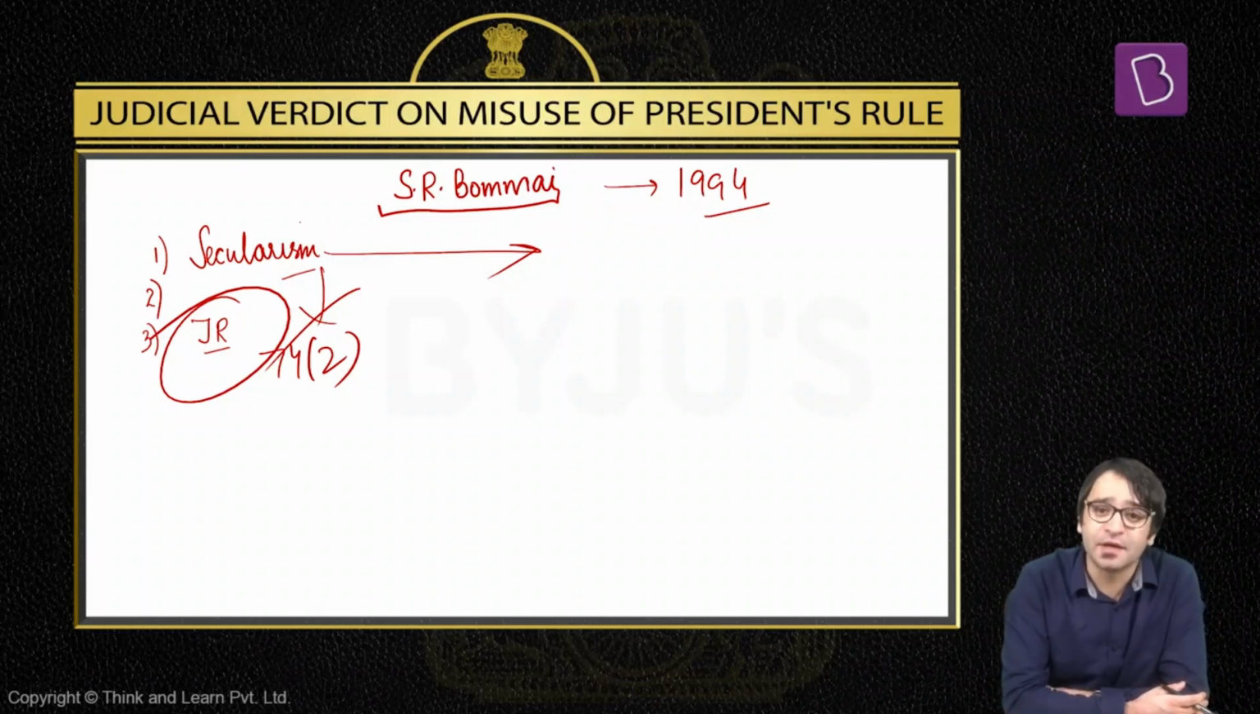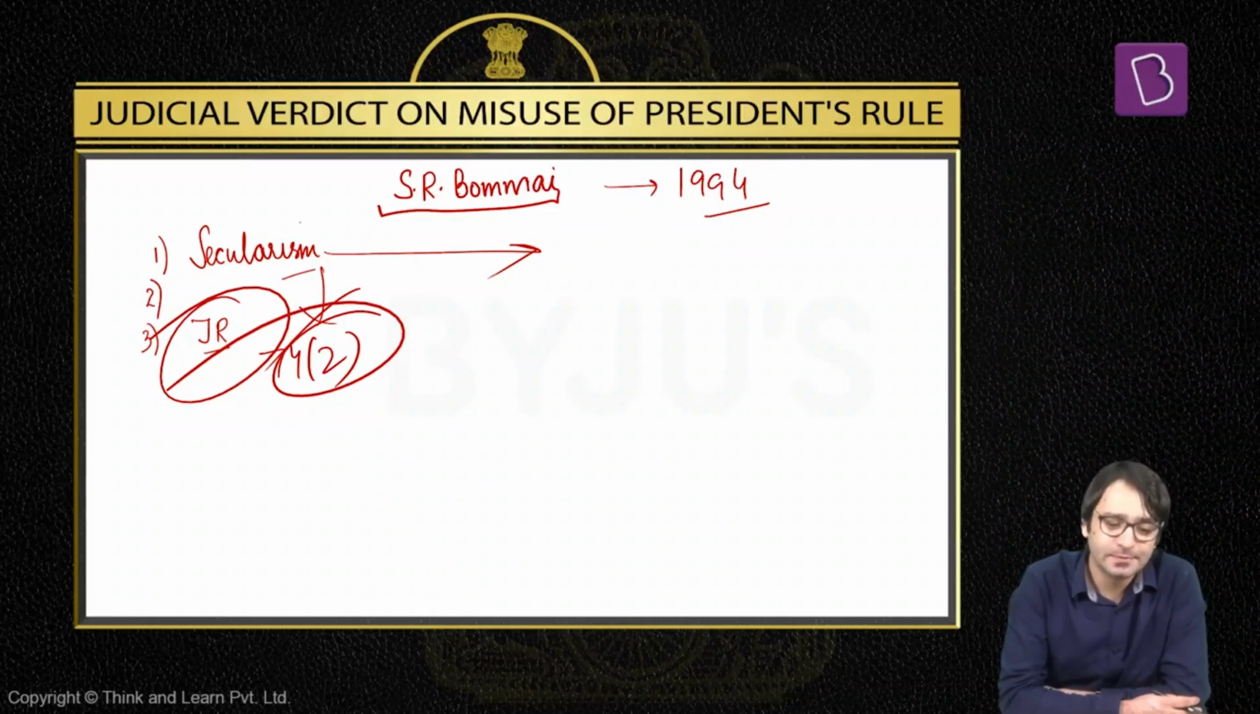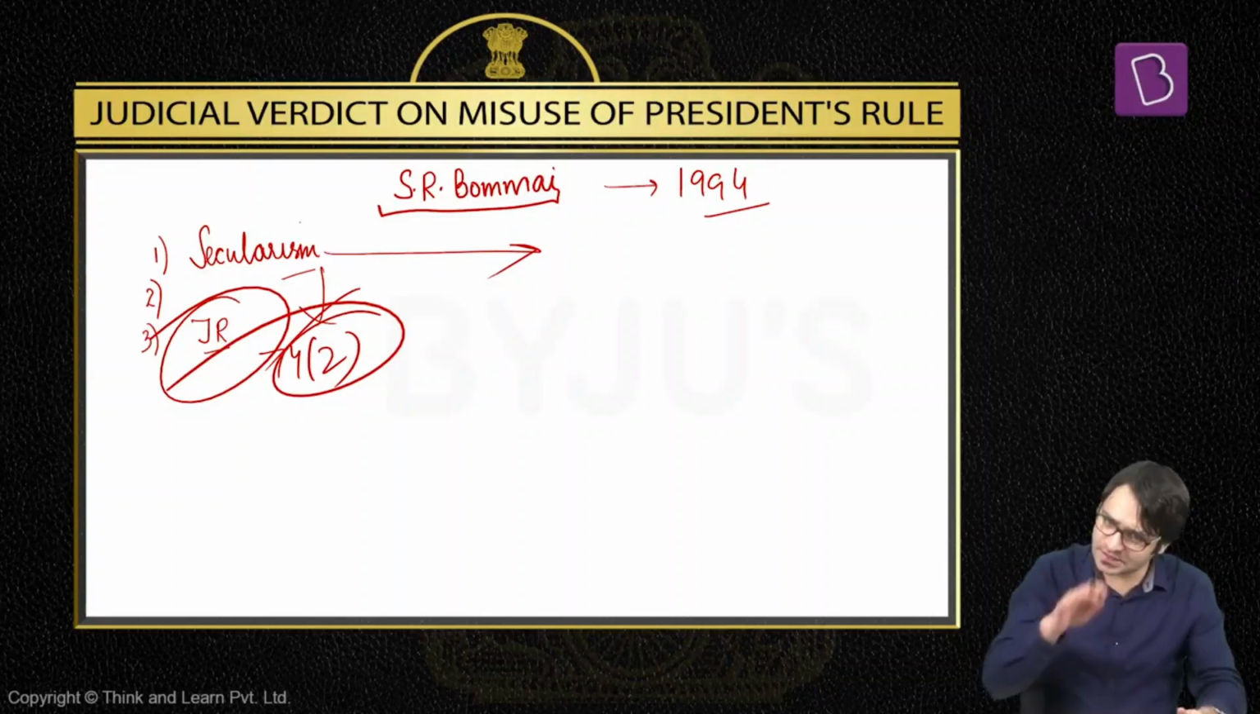How can you do this? How can you conduct a judicial review when there is Article 74, Clause 2, which says the advice tendered by the Council of Ministers to the President cannot be inquired into in any court of law? The Supreme Court pondered, thought, and said, perfectly fine. Yes, we cannot get into the advice tendered by the Council of Ministers to the President. So what will we do? We will still conduct a judicial review.